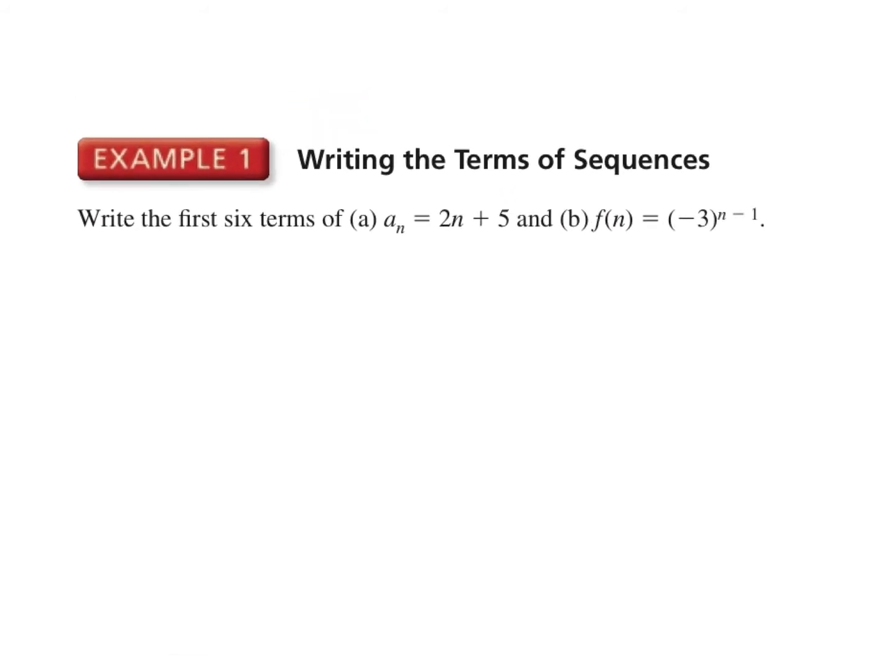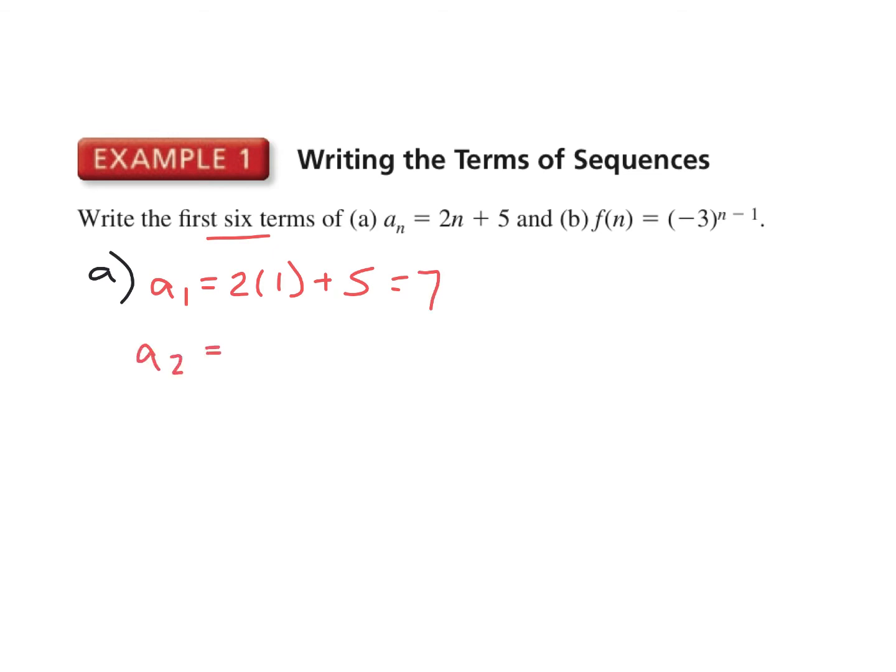So let's look at example 1. It says write the first 6 terms of a sub n is equal to 2n plus 5. So this is A. We're just going to plug in 1, 2, 3, 4, 5, and 6 because we have to find the first 6 terms. So we have A sub 1, because we're plugging in 1 for n, is equal to 2 times 1 plus 5. What's 2 times 1? 2. And 2 plus 5? 7.